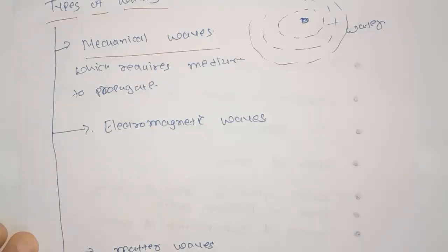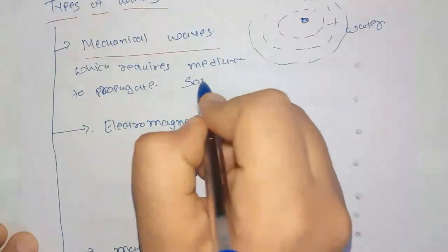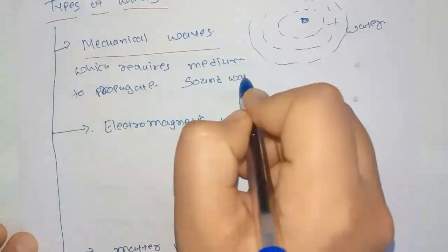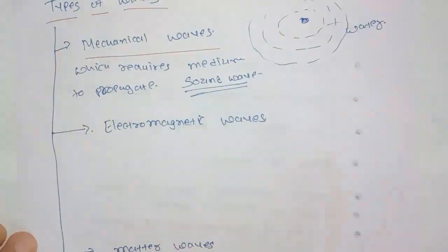The best example of mechanical wave is sound wave. Sound wave will require medium to propagate because we know we cannot hear in vacuum because there is no medium, so the transfer of energy cannot take place. So this is the mechanical wave. The other examples are water waves, spring waves, etc.